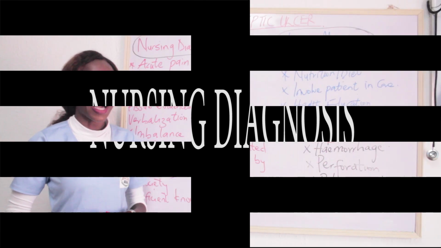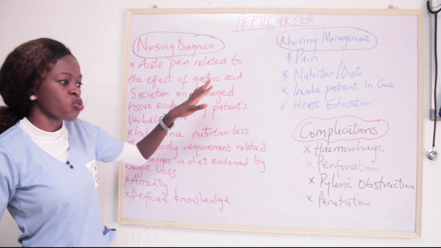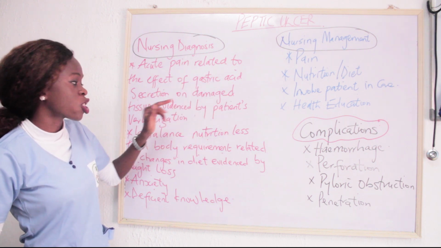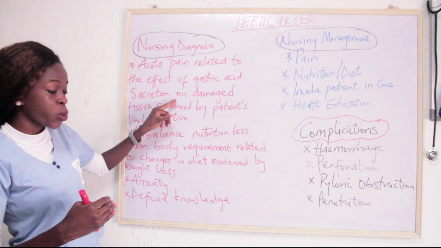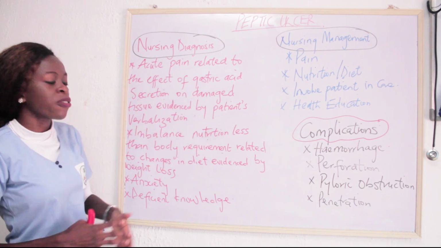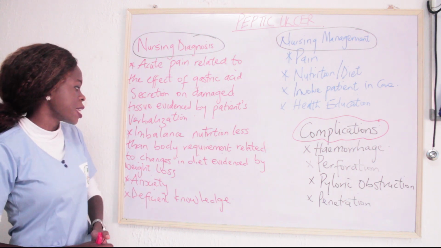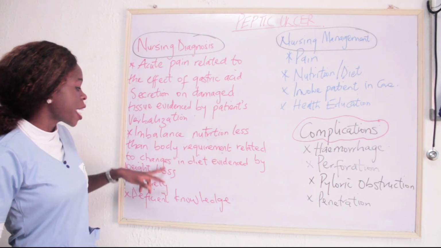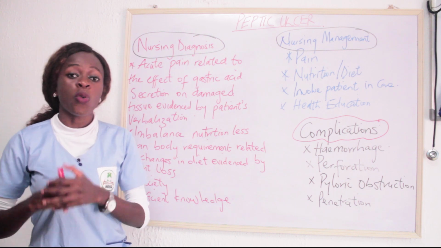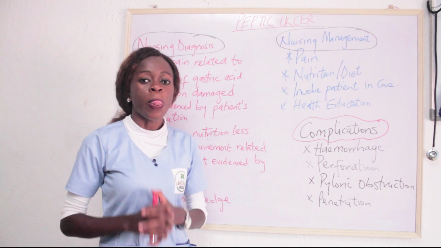Now to the nursing diagnosis for peptic ulcer. The first one we have here is acute pain related to the effect of gastric acid secretion on damaged tissue, evidenced by patient verbalization. The second nursing diagnosis we have is imbalanced nutrition less than body requirement related to change in diet, evidenced by weight loss. We might have anxiety. We can also have deficient knowledge.